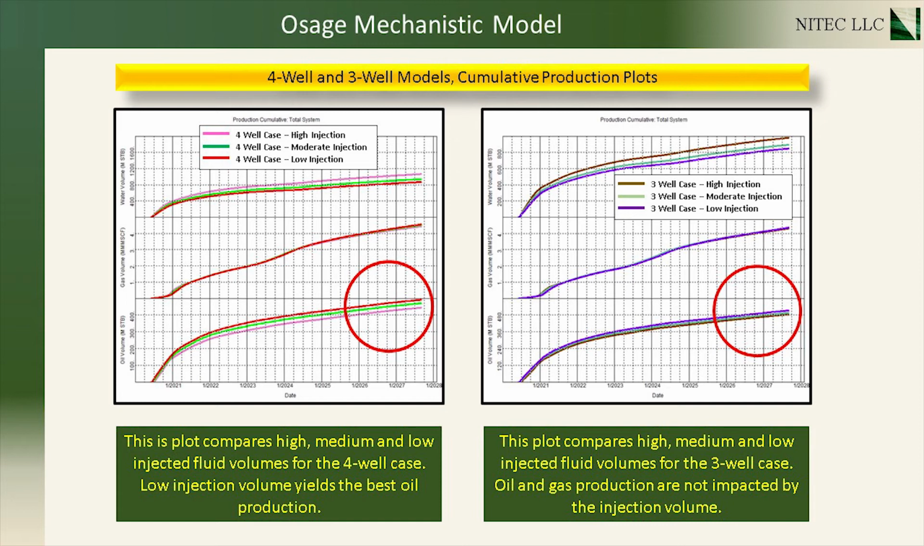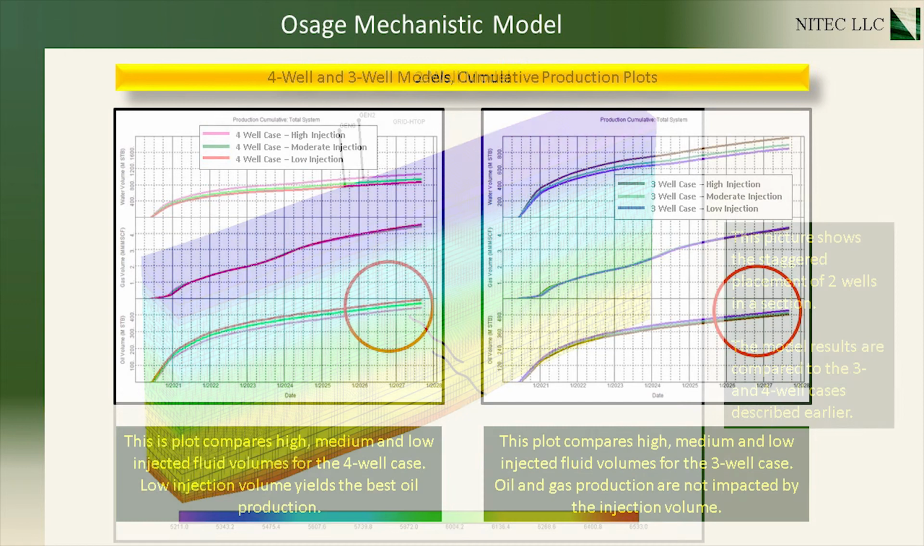On the right, we have the same plot layout, but for the cumulative production behavior of the 3-well system. Again, we contrast high, moderate, and low injection volumes, but find in this case that oil and gas volumes are not impacted by injection volume. The total water injection in a 3-well scenario is not so excessive as to hamper net pad performance.